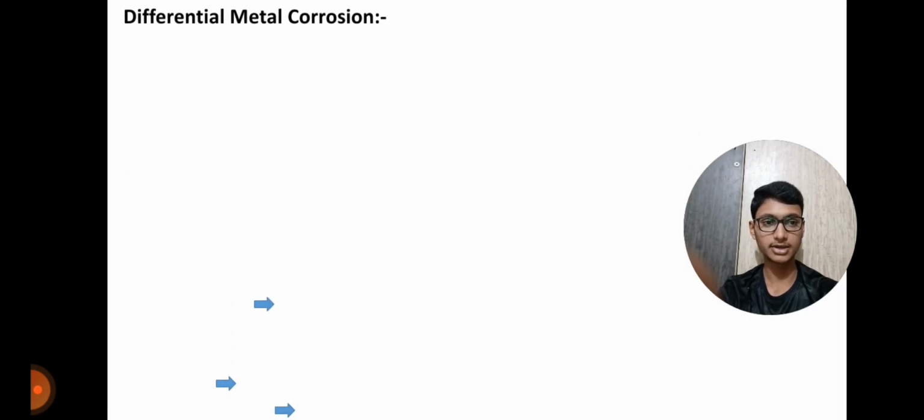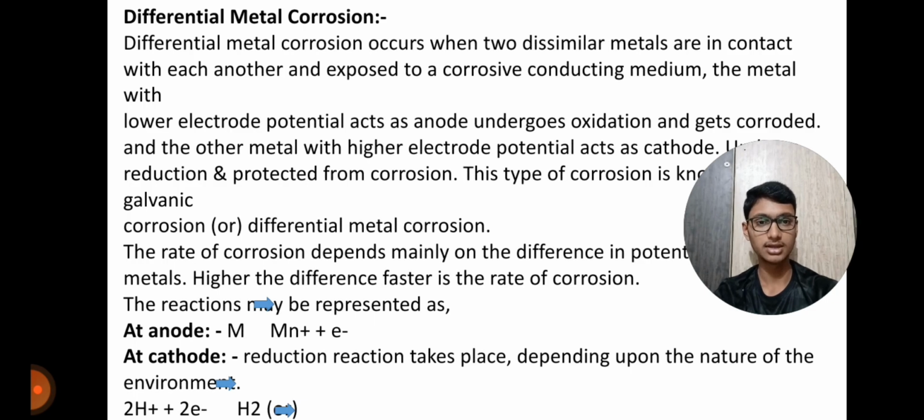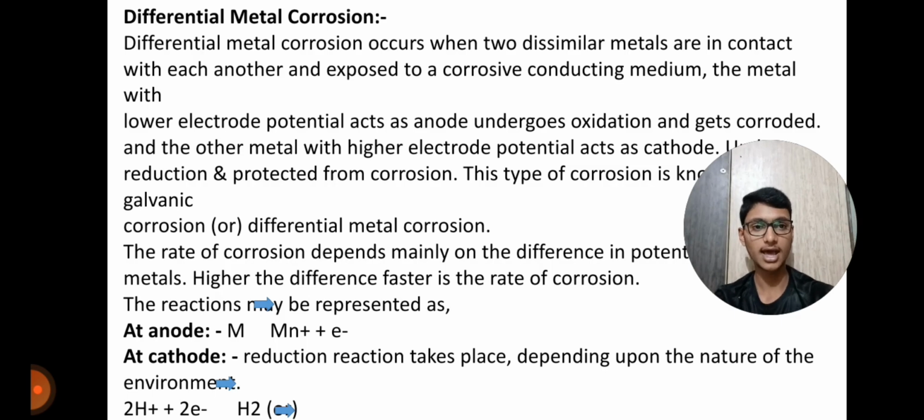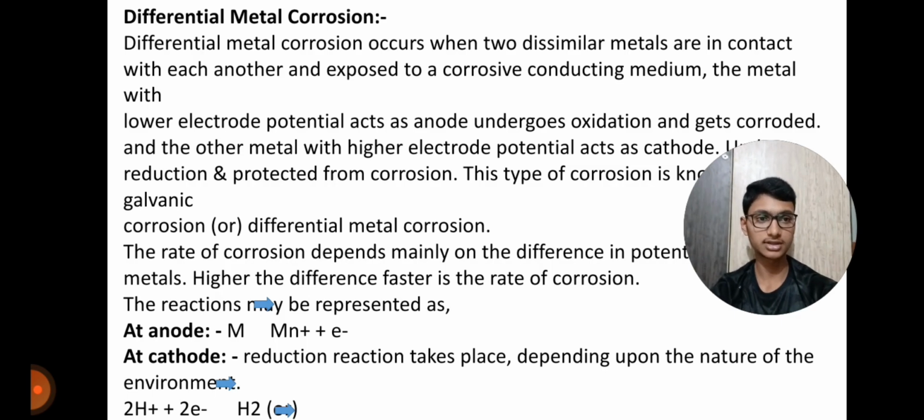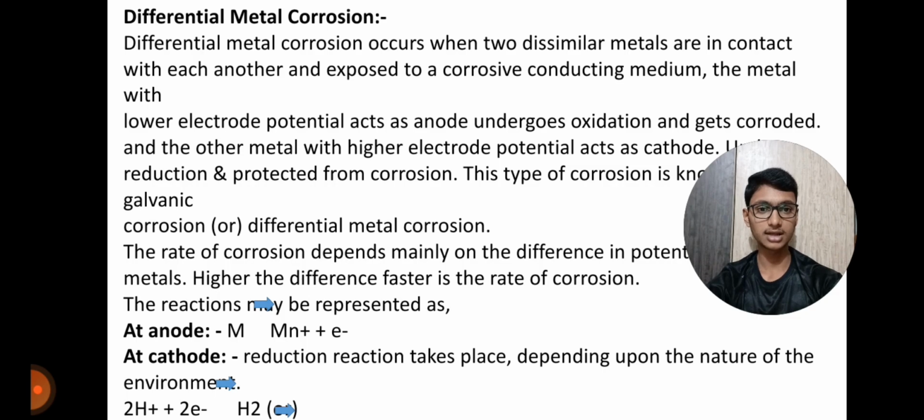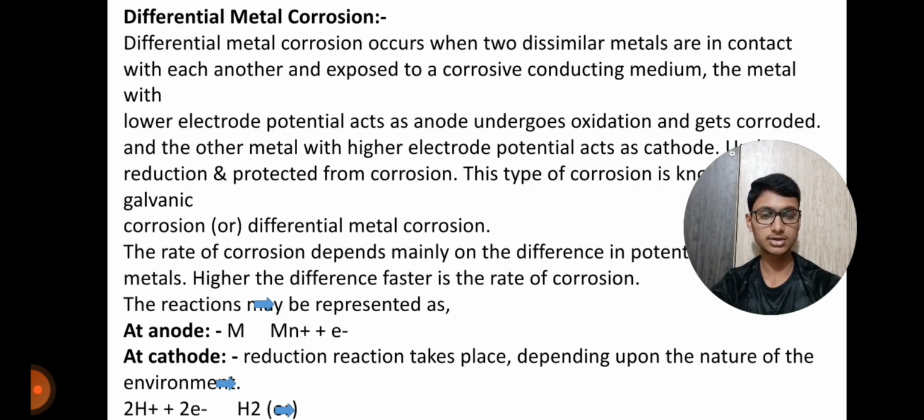Differential metal corrosion occurs when two dissimilar metals are in contact with each other and exposed to a corrosive conducting medium. The metal with lower electrode potential acts as anode, undergoes oxidation and gets corroded, and the other metal with higher electrode potential acts as cathode, undergoes reduction and is protected from corrosion. This type of corrosion is known as galvanic corrosion or differential metal corrosion.